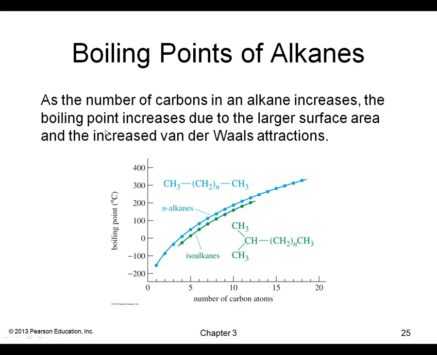Boiling points of alkanes. Okay, so the normal alkanes or the straight chain alkanes always have higher boiling points than their isomeric molecules do. Okay, because when you create isomers, we create branches, and branches make the molecule spherical, which makes it have fewer contact points, and so they tend to have lower boiling points.